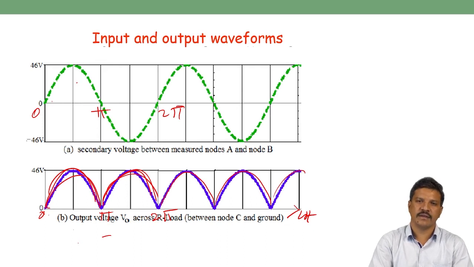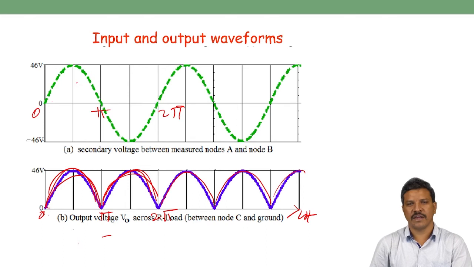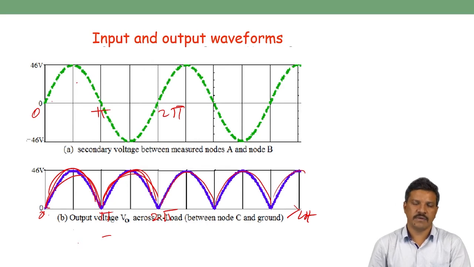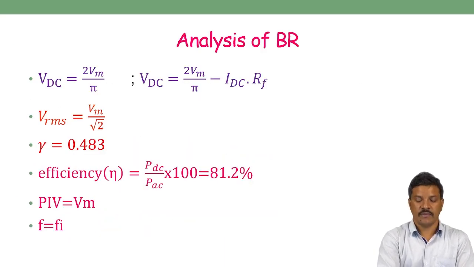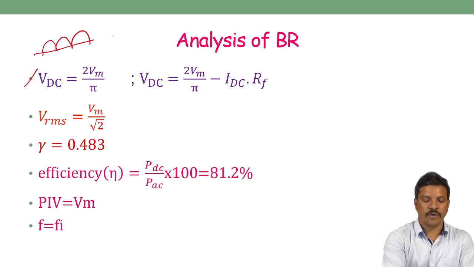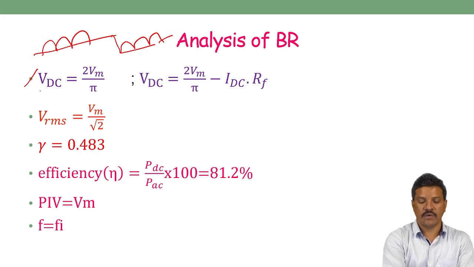Then what is the difference? What is the difference if you got a similar kind of output from the bridge rectifier? If you see the analysis of the bridge rectifier, there is actually no need to derive all the parameters like VDC, VRMS, ripple factor, efficiency, because all the parameters are the same as in the full wave rectifier output. When we get similar waveforms, what is the VDC for the bridge rectifier? You get 2 Vm by pi only.